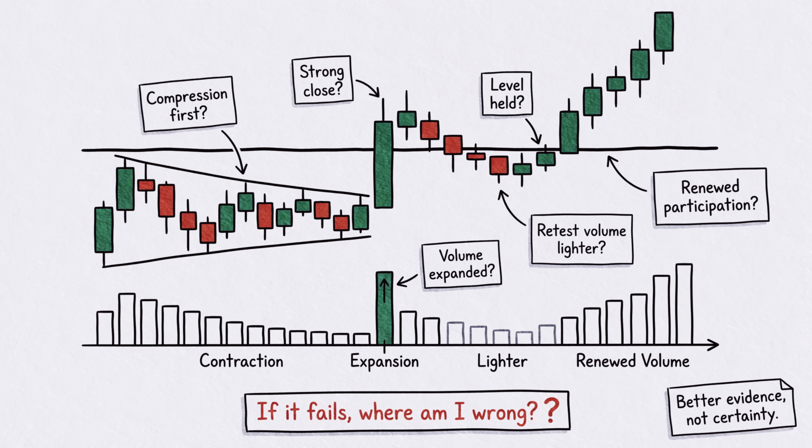So when you evaluate a breakout, ask, was there compression before? Did volume expand significantly? Did the candle close strong? Did price hold the level on the retest? Was retest volume lighter than breakout volume? Did price continue with renewed participation? And if the breakout fails, where are you wrong? Where do you exit? Volume helps you recognize which breakouts have real support and which ones are built on weak foundations. But it does not guarantee the trade will work.